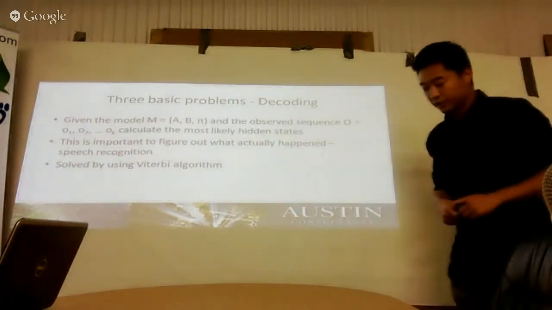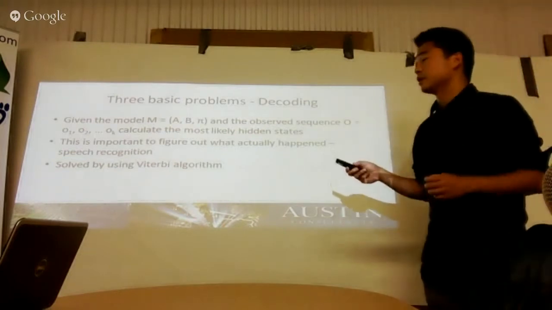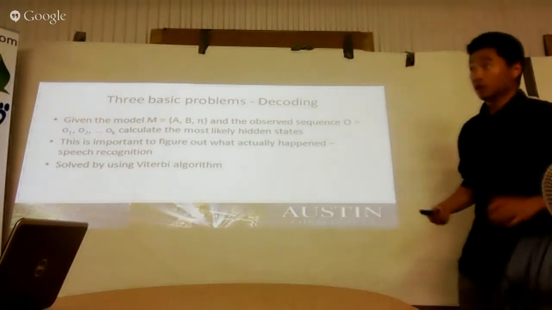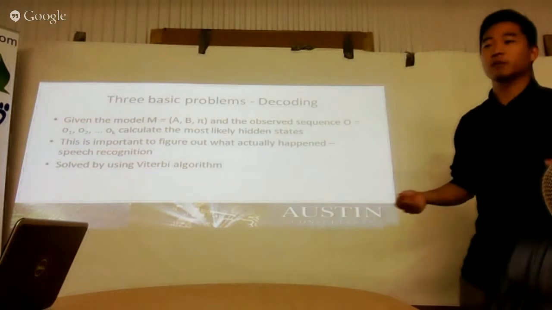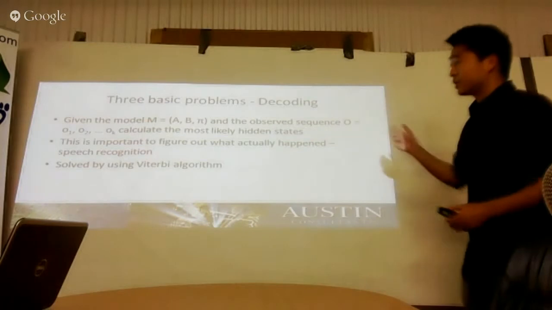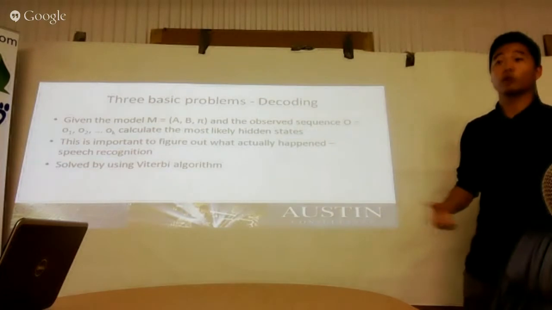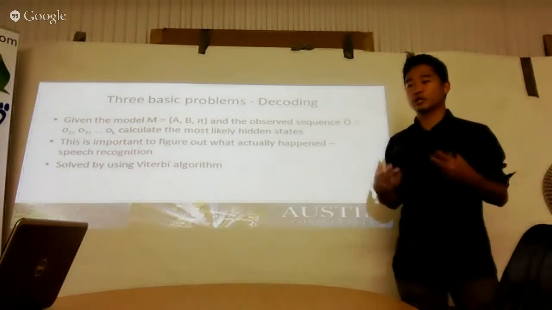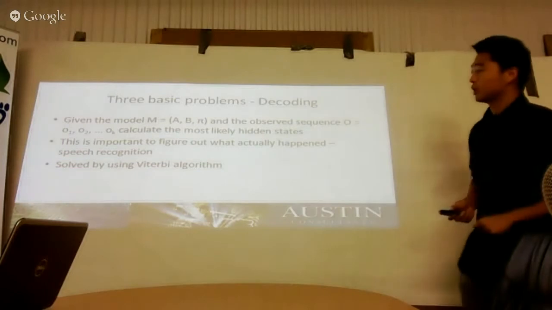The next question is decoding. So now you have the model, and you have seen the visible states. So what really happened underneath? Back to that dice problem, which die did you pick up every time? Which is the most likely die you picked up? In speech recognition, it is which word you're really saying. We heard the sound wave, but which word are you saying underneath? That's the problem you will try to figure out.